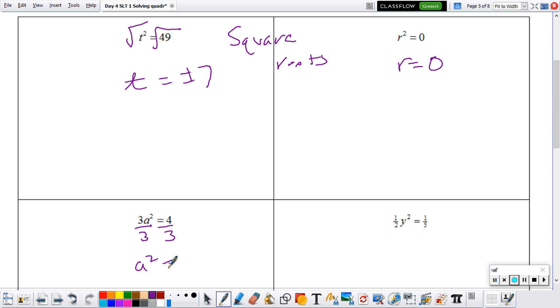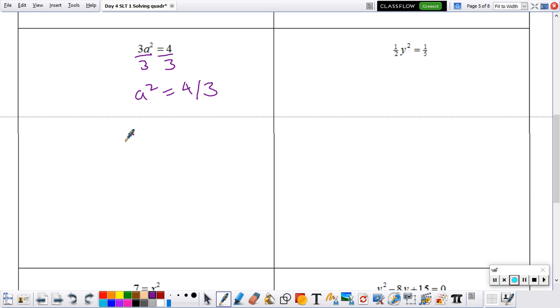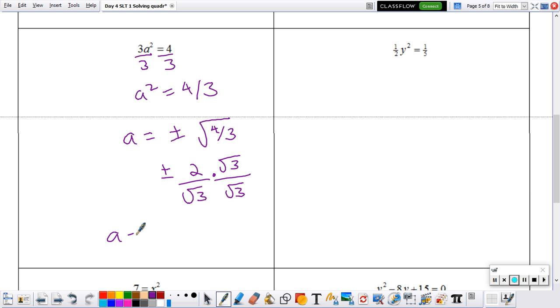I've got a squared equals 4/3. I'm going to take the square root of both sides. I get plus or minus the square root of 4/3, which becomes plus or minus 2 over root 3, which offends my eyes. So I'm going to multiply by root 3 over root 3, and I get a equals plus or minus 2 root 3 over 3.